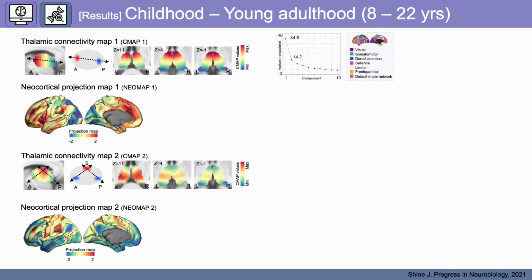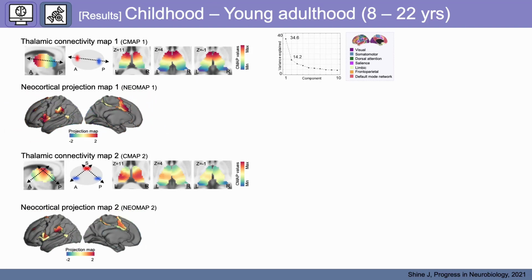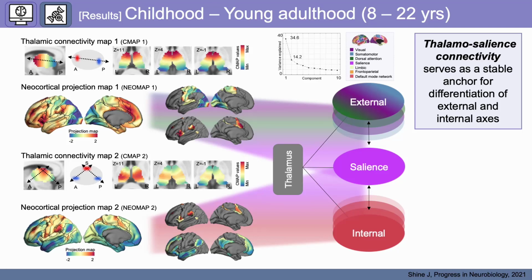Moving on to childhood and young adulthood, the neomaps exhibited more differentiated patterns compared to that of infancy. And in both maps, you can see that the salience network is consistently positioned at the higher end of the gradients. However, in the first neomap, the visual and somatosensory networks are situated at the lowest end of the gradient, and in the second neomap, the default mode network took that position. This suggests that the thalamus may play a role in differentiating between the internal and external axis of brain functioning.